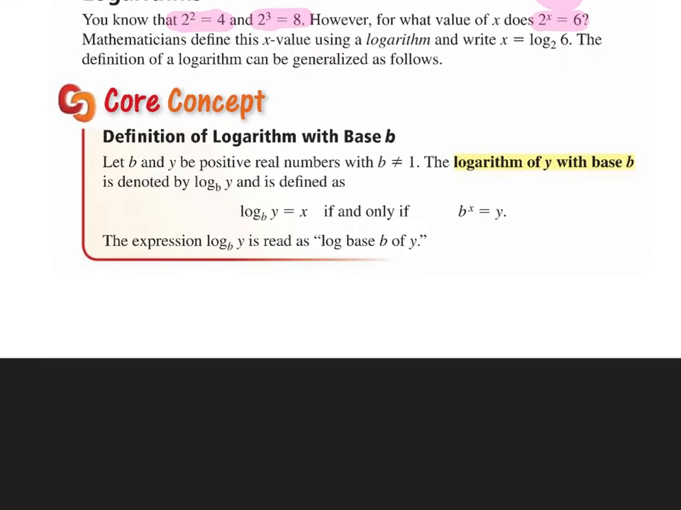So we would read this as log base b of y is equal to x. Whatever our base is, that little number down there is always our base, and we read it as log base b of y. For example, if we had log base 7 of 49 is equal to 2, we can change this to exponential form by keeping our base. So our base is 7. The base always is your base.